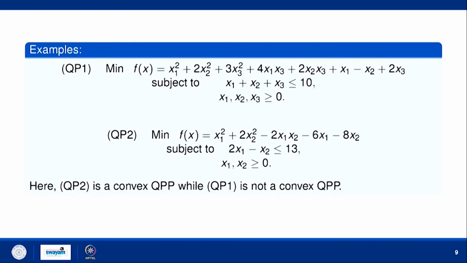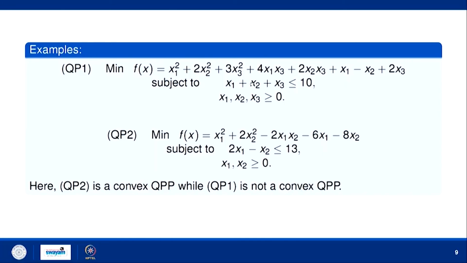So, for illustration here are examples. Let us discuss the first example. The constraints are linear, so we are not worrying about the constraints. We have to find the Hessian matrix of this Q only. Okay. So, what is the Hessian matrix here for the Q? For the first example, what is Q? Q is nothing but the Hessian matrix of f.